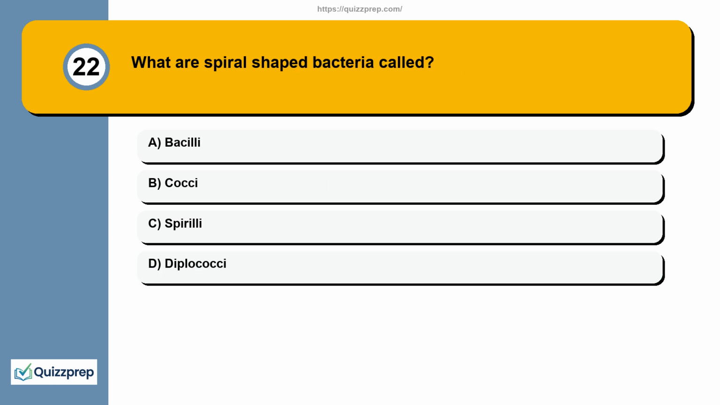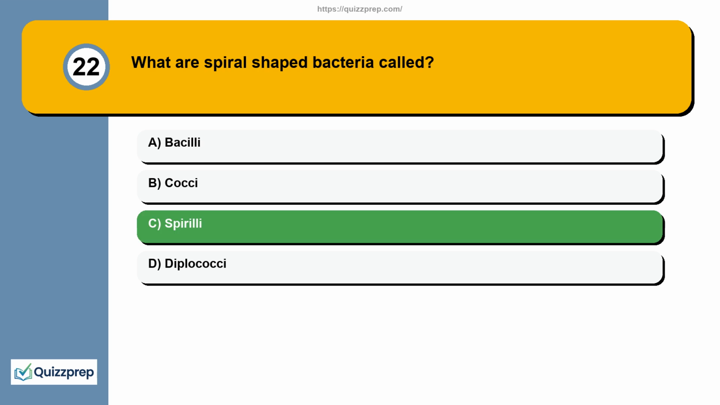Question 22. What are spiral-shaped bacteria called? Option A, bacilli. Option B, cocci. Option C, spirally. Option D, diplococci. The correct answer is option C, spirally.